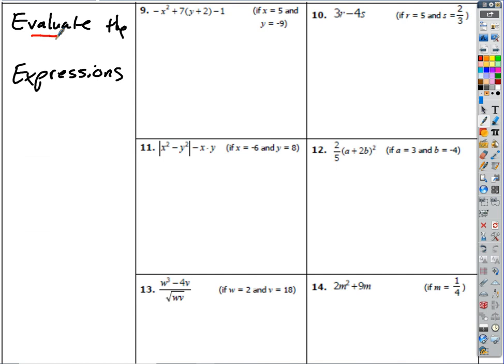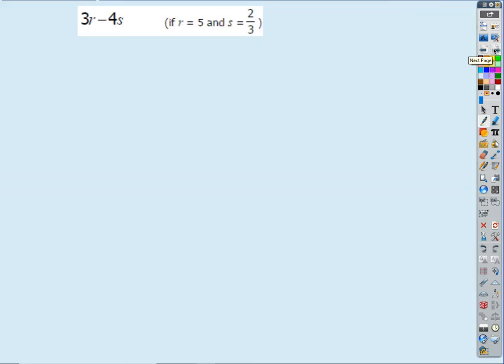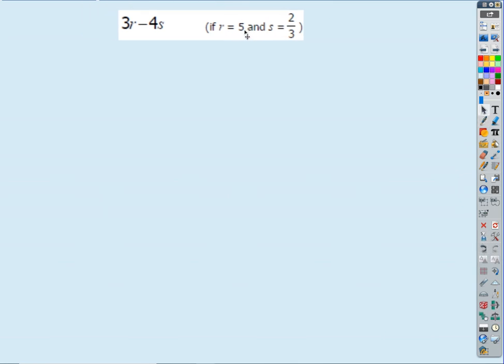So evaluating expressions in math is dead simple. All you're going to do is plug numbers in for an expression and see what you get when you simplify. So what do you think it means if I'm asked to, we'll take number 10 for our first example, evaluate the expression 3r minus 4s when r equals 5 and s equals 2/3? What are we doing? Plugging them in. We're plugging in the values and simplifying. That's it. That's simple, okay?